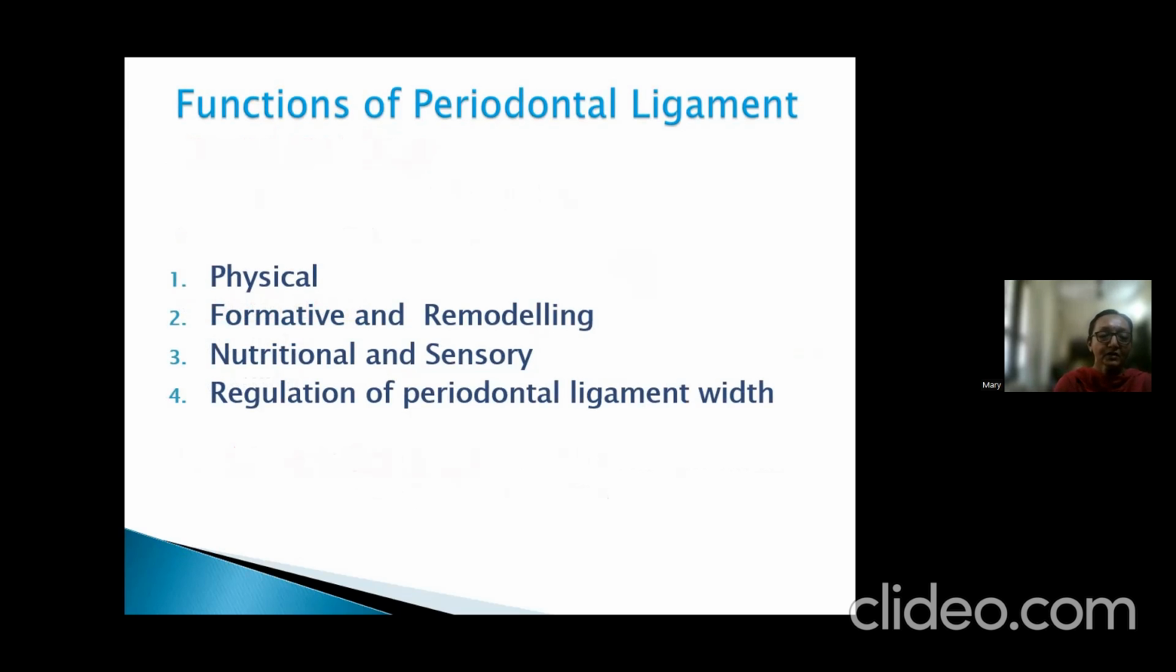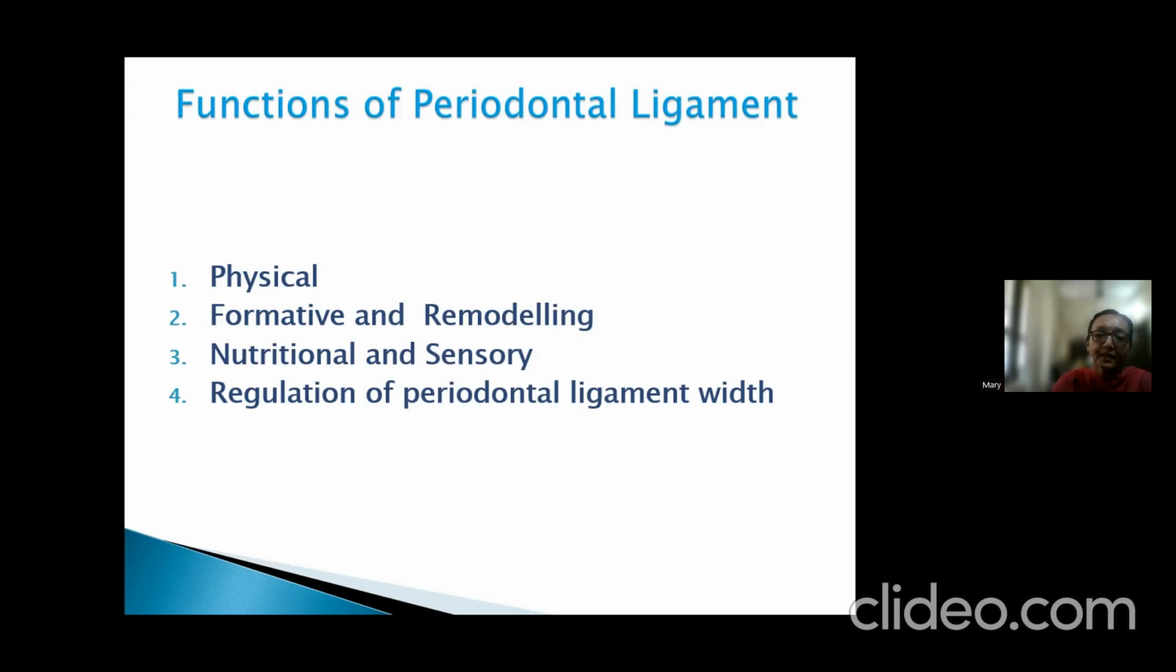The functions of the periodontal ligament can be divided into 4 types. That is the physical function, formative and remodeling function, nutritive and sensory function, and homeostatic regulation. Coming to physical function. What is the physical function of the periodontal ligament? So we already know that the periodontal ligament acts as a connecting link between the tooth and the alveolar bone. So we can say that the first function is to provide attachment of the tooth to the bone.